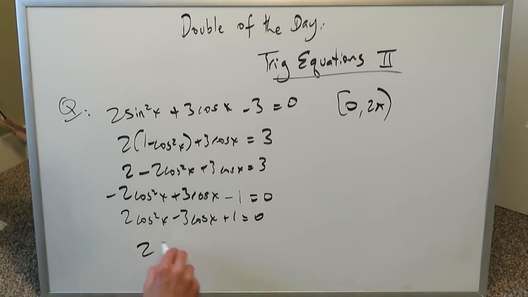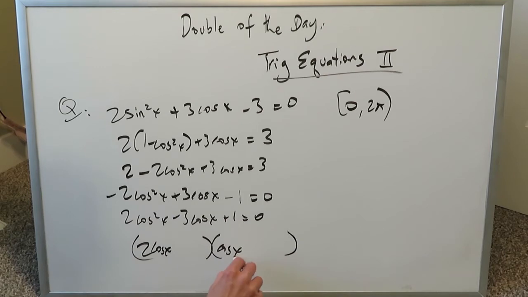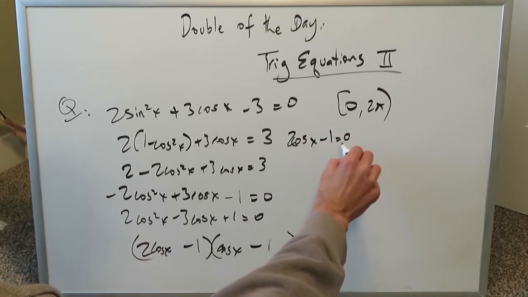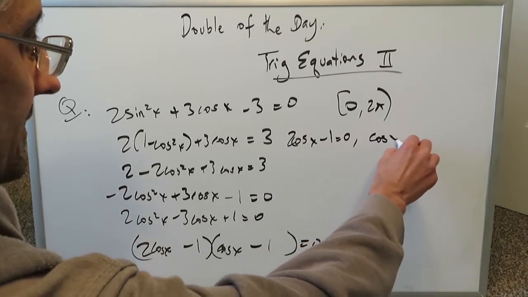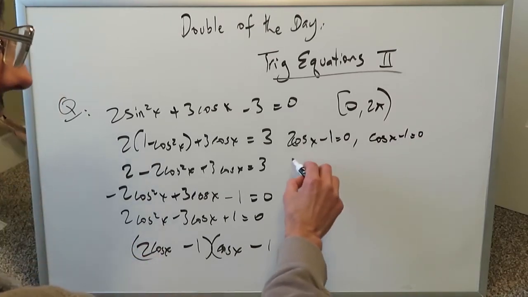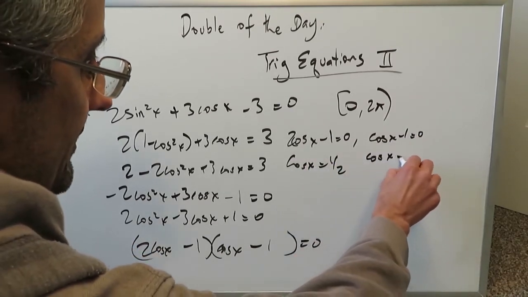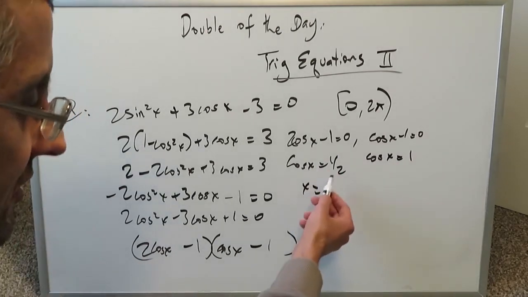You can easily factor this out and it should not be hard. 2 cosine x, you have a cosine x over here, that'll be a minus 1, you get a plus 1 and you get a minus 3 cosine x. So these factors are good. Individually solve these out for equaling 0. 2 cosine x minus 1 is equal to 0, and we have cosine x minus 1 is equal to 0. Solve out for x. Cosine x is equal to 1 over 2. Cosine x is equal to 1, x is equal to inverse cosine of 1 over 2.